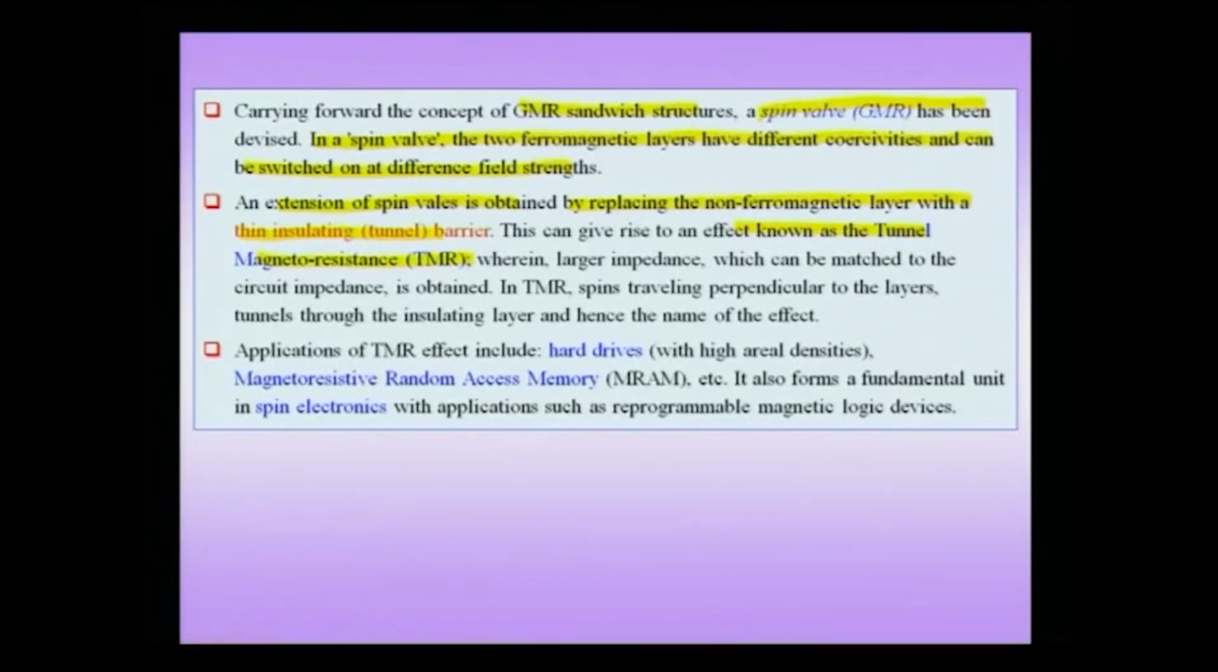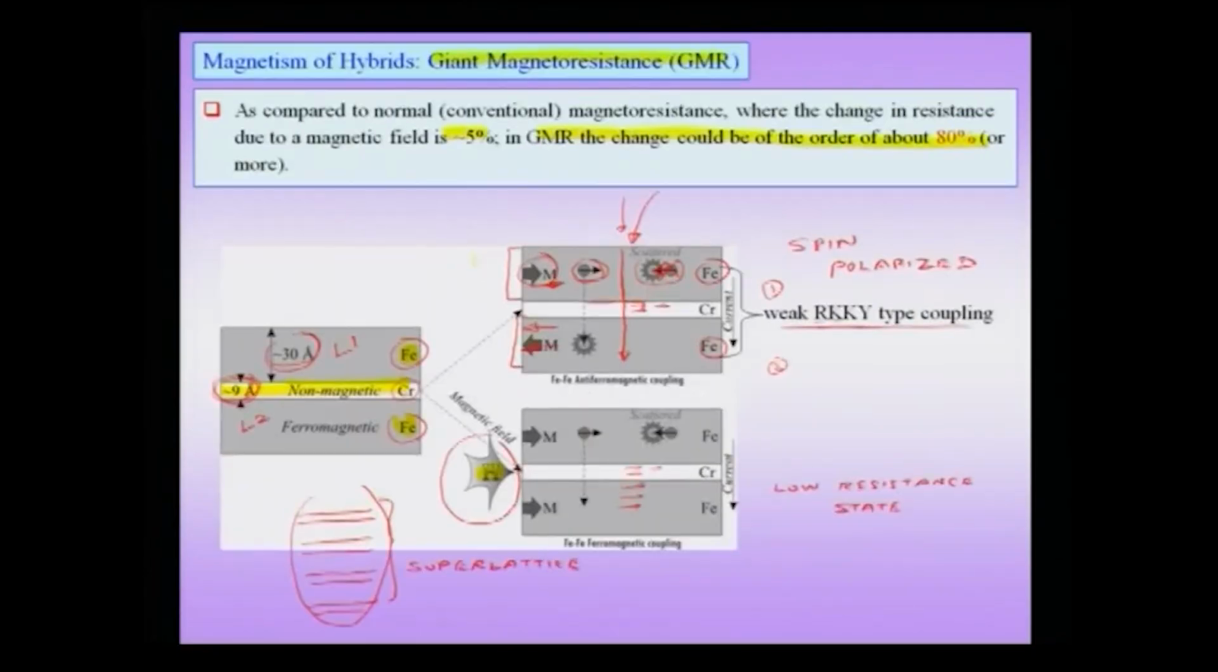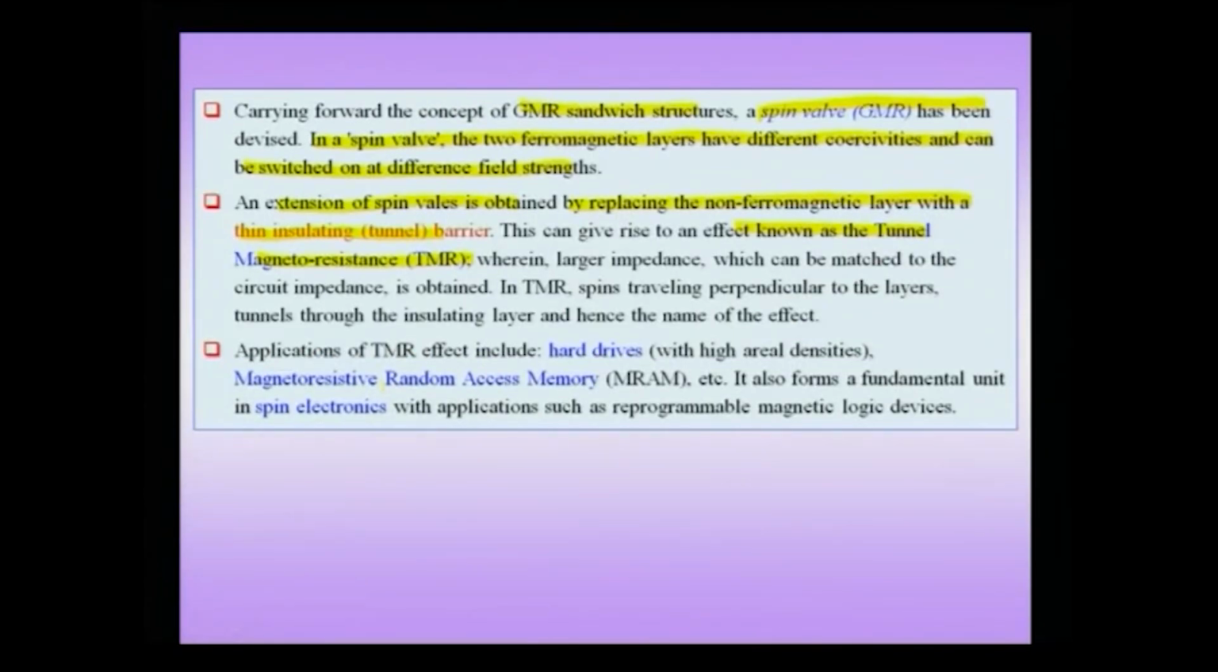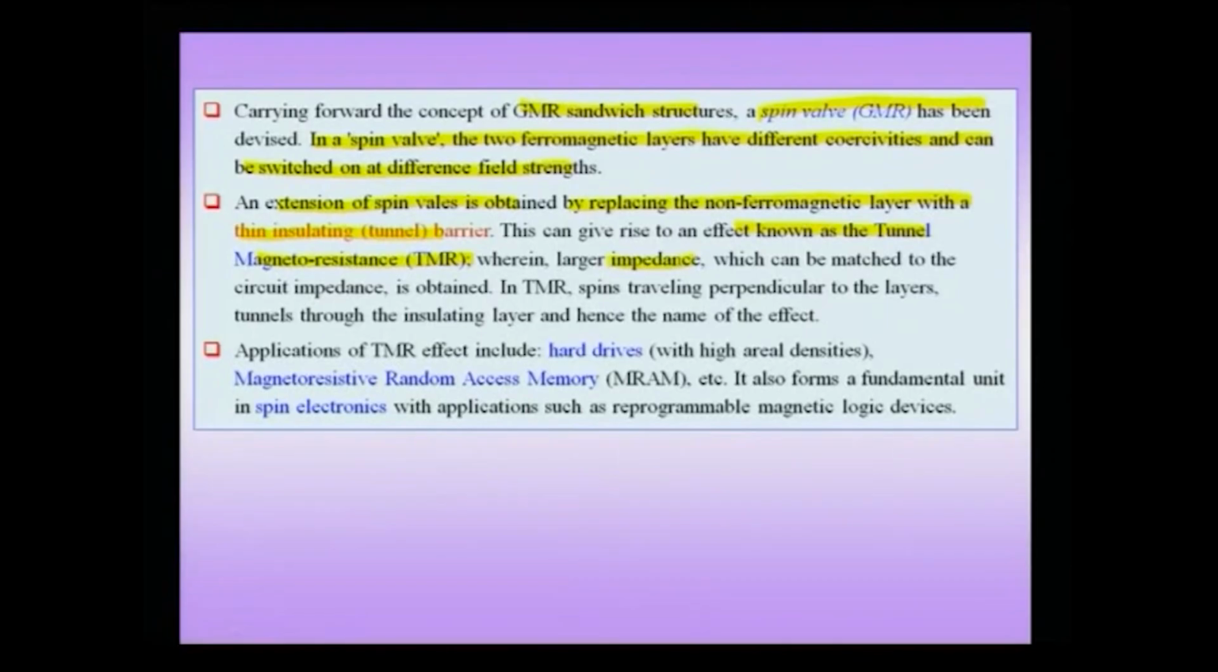The critical difference between the two is that in the previous case of giant magnetoresistance, the interlayer was a conductor, that means the electrons could easily flow. In this case, it is an insulator, that means the electrons now have to tunnel through this barrier, and we have already discussed the concept of tunneling. That means with the thickness of the tunnel region, the resistance increases exponentially. But the important thing is that the overall impedance of the system is large, and therefore, it can be matched to the circuit impedance to obtain a matched system.